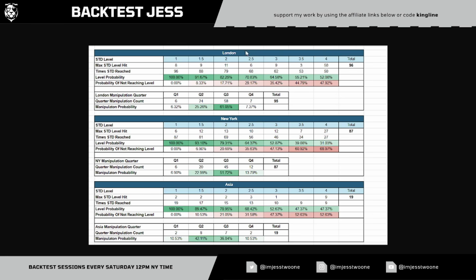So these are the sessions, right? And then these are where that manipulation is originating from, and these are the deviations that are delivering. So Q3 holds the highest for all except for New York. Oh no, yeah, it delivers 80% of the time, 93% of the time it goes to 1.5.